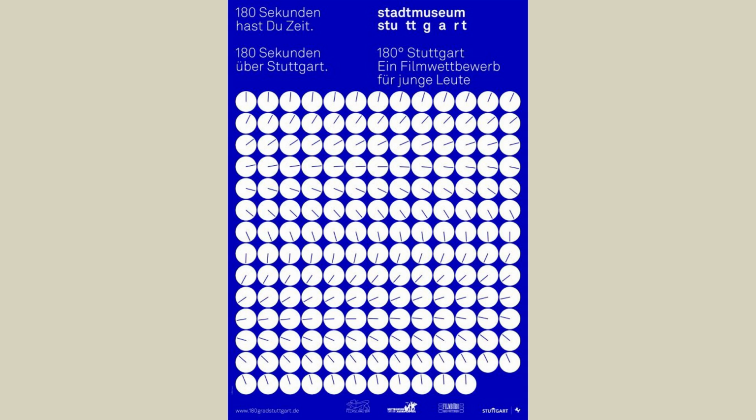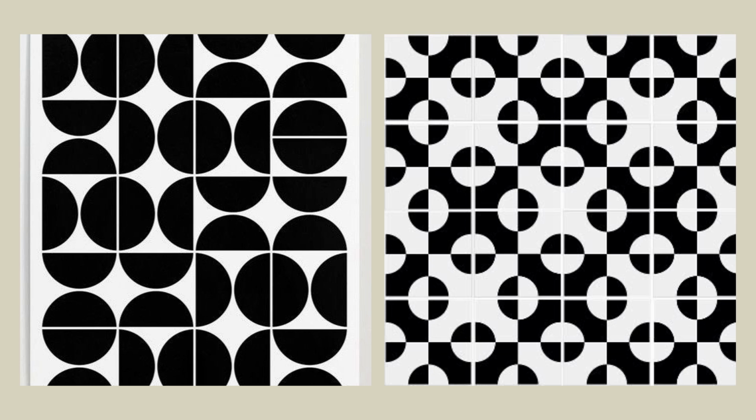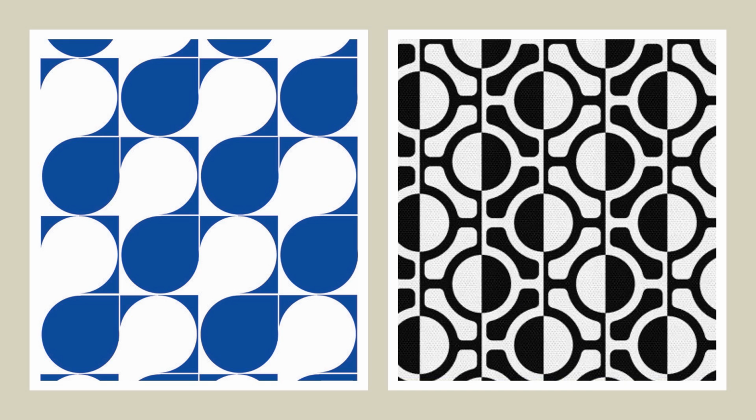Next up is progressive rhythm. Progressive rhythm shows a sequence of changes step by step. Alternating rhythm uses patterns across your designs for a consistent result.